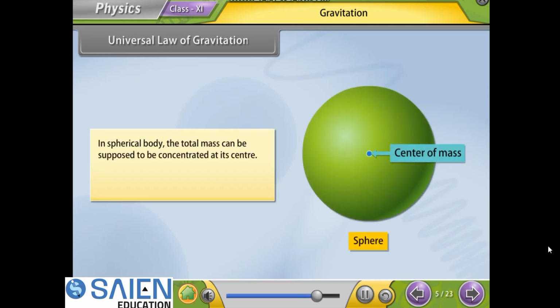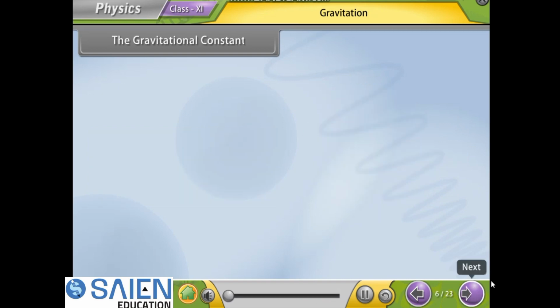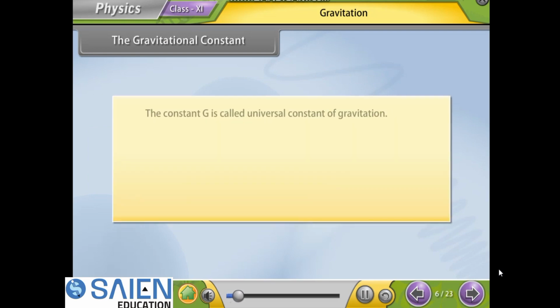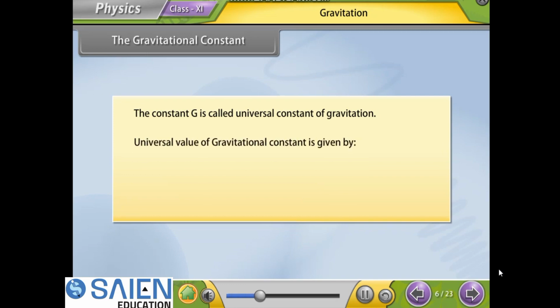In a spherical body, the total mass can be supposed to be concentrated at its center. For bodies of other shapes, the distribution of mass needs to be considered. The gravitational constant. The universal value of gravitational constant is given by G equal to 6.67 into 10 to the power minus 11 Newton meter square per kilogram square. Dimensional formula of G is M to the power minus 1 L cube T to the power minus 2.